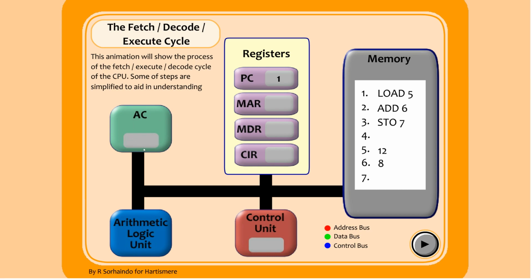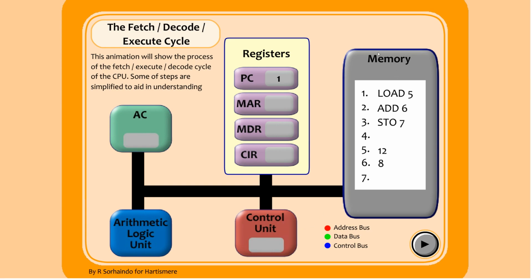We've got the accumulator, which accumulates the current number being used. The arithmetic logic unit, where all the maths goes on. Our registers, which are a small bit of memory actually on the CPU. We've got the program counter, memory address register, memory data register, and current instruction register. And below here we've got the control unit, which controls all of the actions within the CPU.